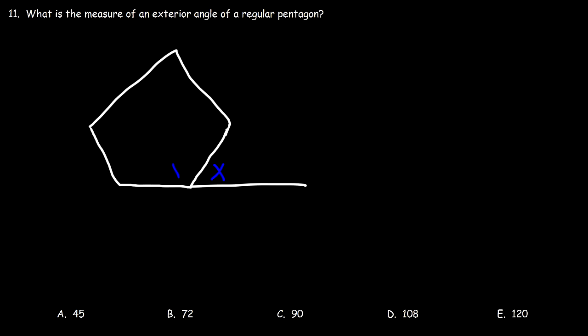Y is an interior angle. And for a regular pentagon, all the interior angles are the same. Notice that the exterior angle and the interior angle add up to 180 because they form a straight angle. They're supplementary. Our goal is to calculate x. Now, the most efficient way to calculate the exterior angle is to take 360 and divide it by n. Now, a pentagon has 5 sides. 1, 2, 3, 4, 5. So we need to divide 360 by 5.